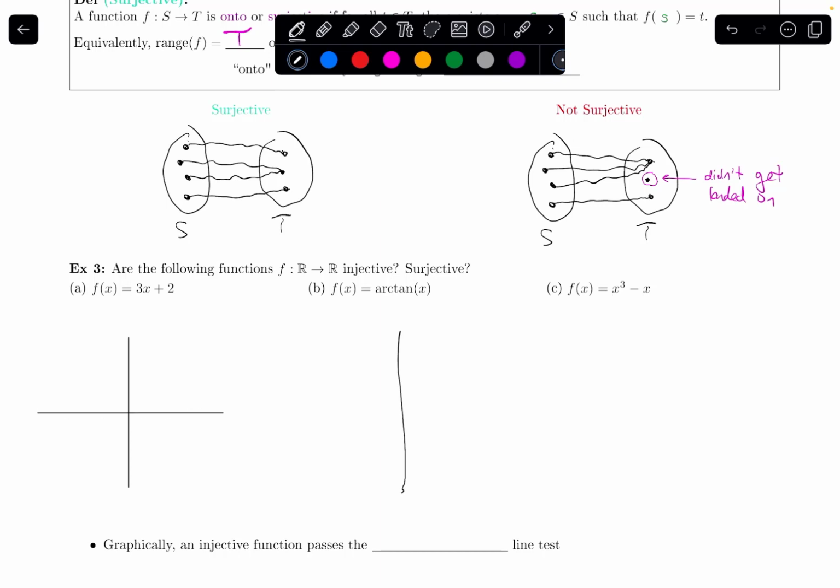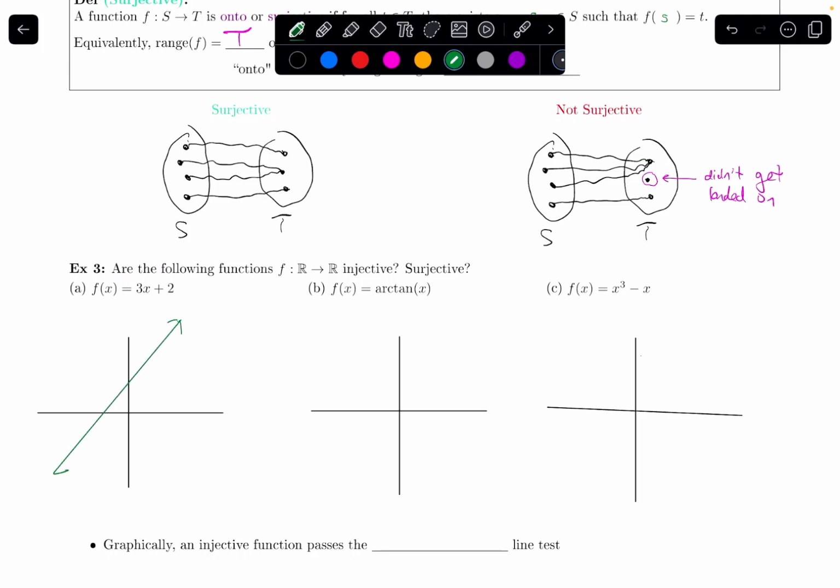So in part B, we'll have the arctan function. And then in part C, we have this cubic function. So I want to think about all of these graphs. The domain is the reals, the codomain is also the reals. So I know with 3x plus 2, this graph is a line with slope 3 and the y-intercept is at 2.